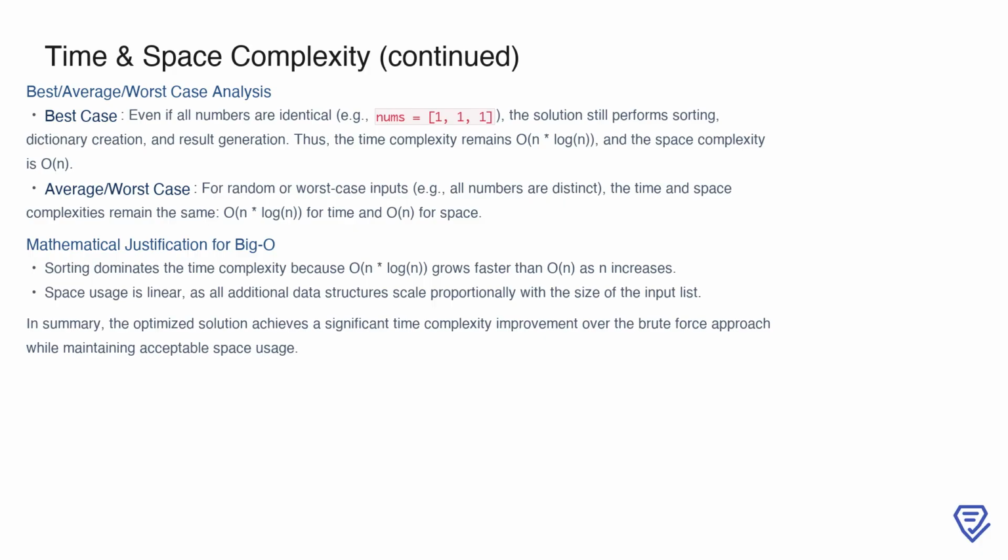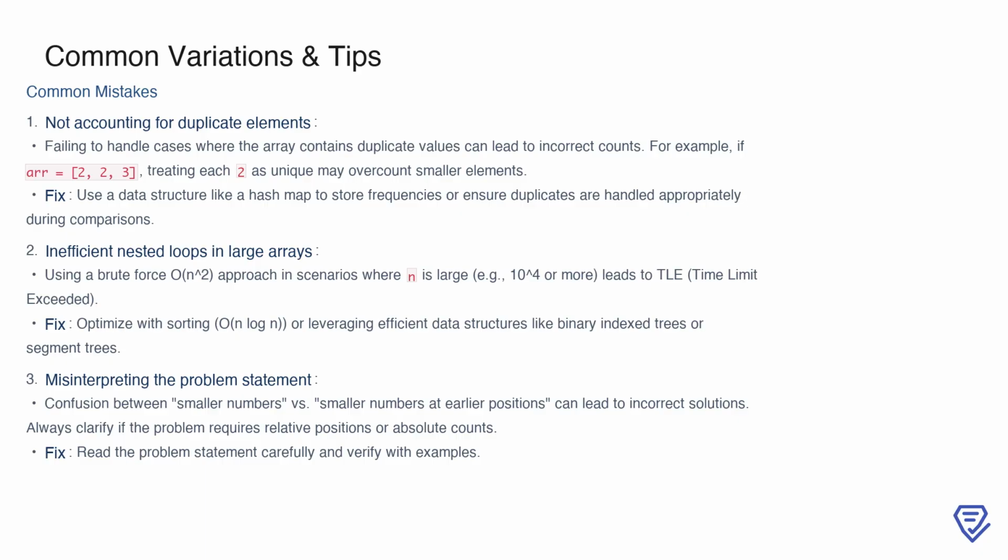In this problem, there are a few common mistakes to watch out for. First, not accounting for duplicate elements can lead to incorrect results. For instance, if the array contains 2, 2, 3, treating both 2s as unique values might double count smaller elements, which is incorrect.